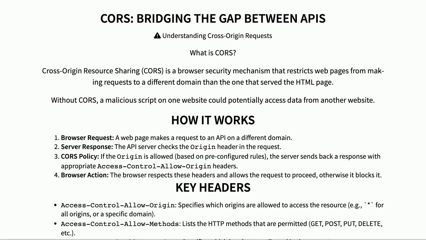Let's talk about CORS, which stands for Cross-Origin Resource Sharing. Essentially, it's a security feature built into web browsers that stops one website from just willy-nilly accessing data on another website. Imagine you have a login page and an API that stores user information without CORS. A malicious script could potentially steal those credentials. It works by the browser checking the origin of a request. The server then responds with headers to tell the browser if it's okay to proceed. You'll see some key headers like Access-Control-Allow-Origin, which defines which sites can access the resource, and Access-Control-Allow-Methods, which lists what types of requests are allowed.